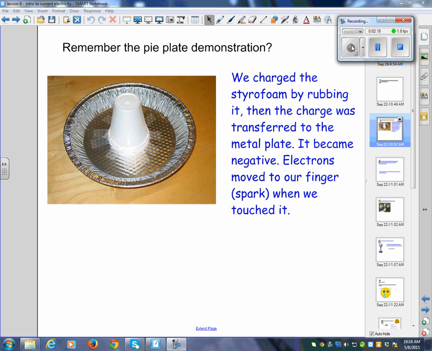Do you remember the electrophorus pie plate demonstration? We charged the styrofoam by rubbing it, and then the charge was transferred to the metal plate. It became negative. Electrons moved to our finger, and we got a spark when we touched it. But that was it, right? If you wanted the light to stay lit, you had to keep rubbing it, right? And that's sort of an introduction to current.